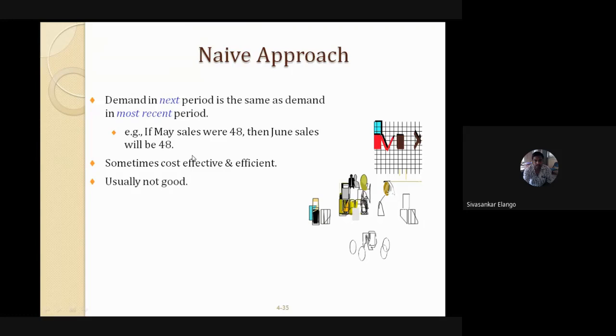So the naive method is very simple. If the sales of a particular product is 48 units in the month of May, we assume that next month the sales is likely to be the same. It's known as the naive method. It doesn't take into account other factors like festival sales or some dull period in a business, seasonal peaks or seasonal downs in a business.